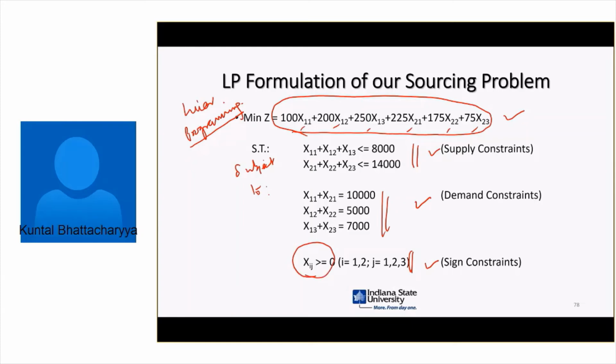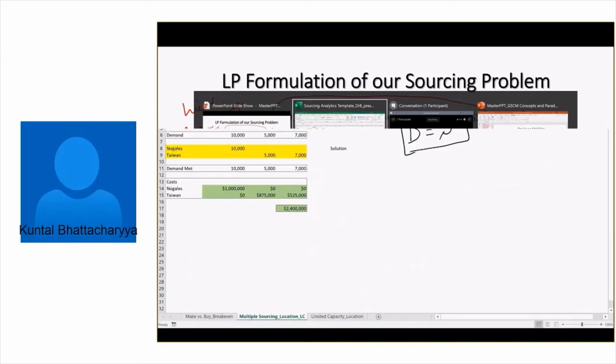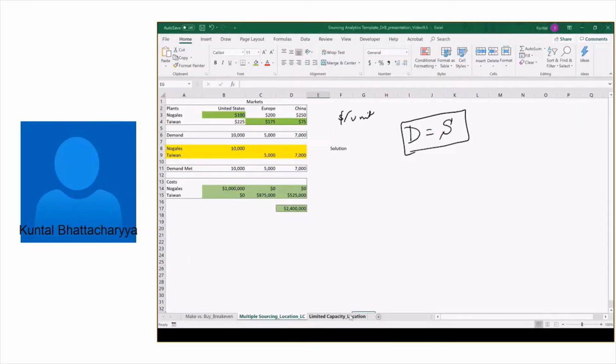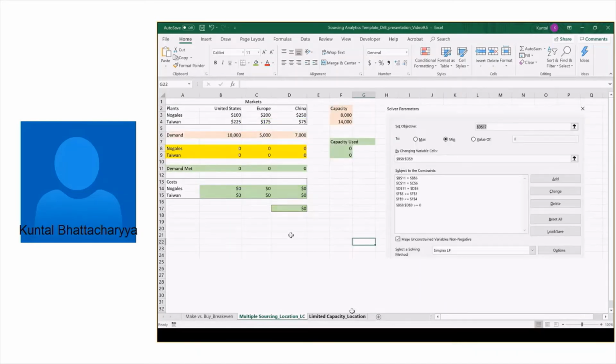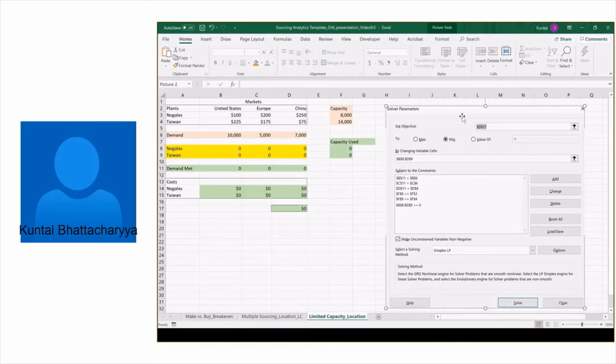So when we look into Excel, this is the limited capacity problem here in Excel. Let's look into the solver output in just a second. All we have created here is something exactly similar, and I want to show you something before we even go into the gory details of solver. So you have Nogales and Taiwan at all of these different dollars per unit. The demand is here, the capacity is provided here. What you are trying to provide here is what the right units would be.